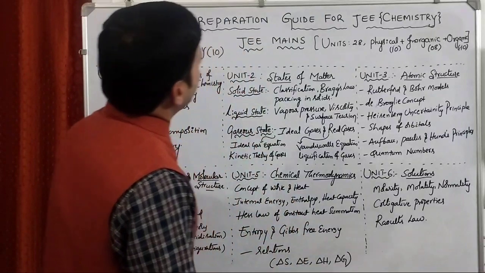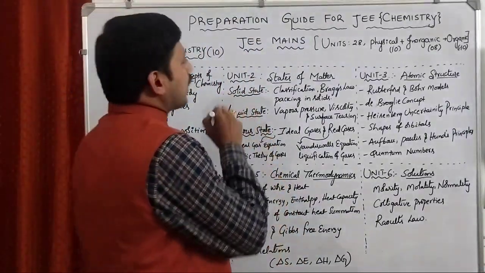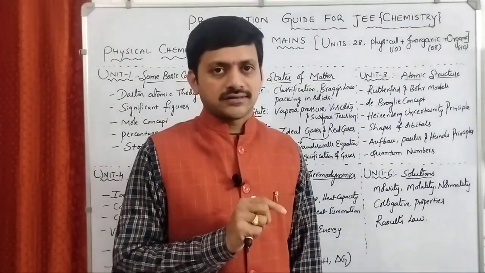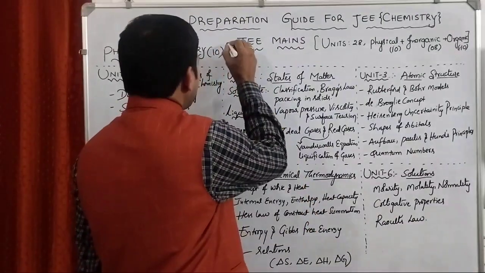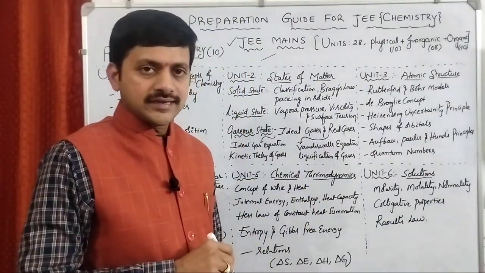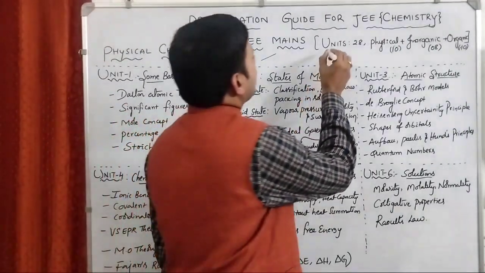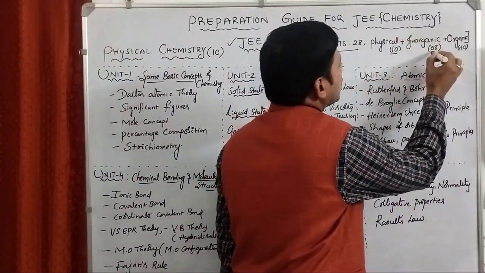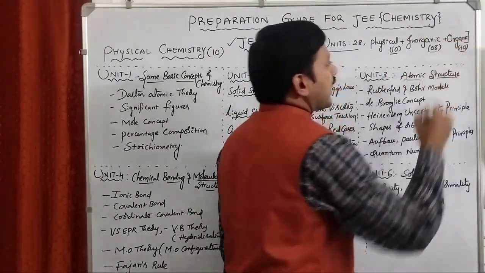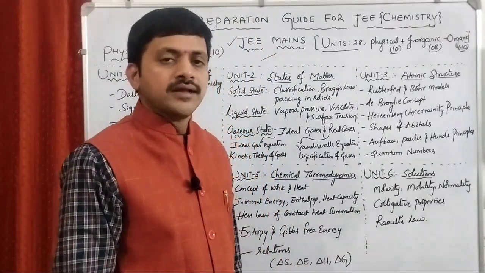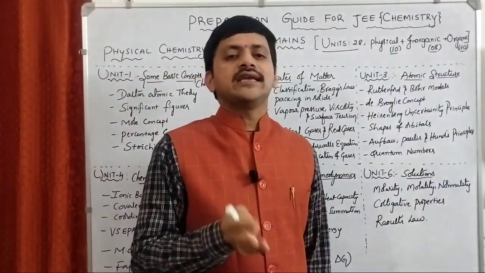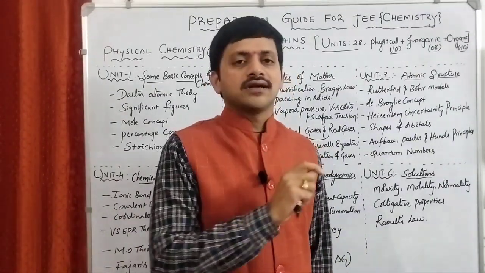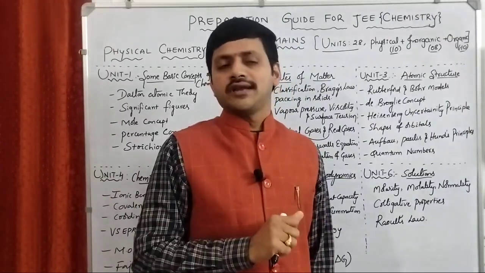Let's see the preparation guide for JEE Chemistry. We all know that the JEE examination has two portions, JEE Mains and JEE Advanced. Let's start with JEE Mains. The aspirants need to prepare 28 units, out of which 10 units are from physical chemistry, 8 units from inorganic chemistry and 10 units from organic chemistry. Let's discuss the important topics from each and every unit, so that each and every aspirant can have complete knowledge related to all the 28 units.